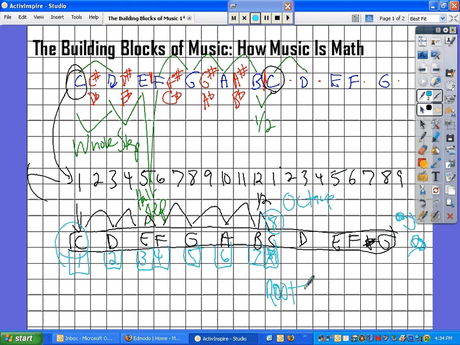Basically then, you see a pattern, and if we were to actually sing these notes, do, re, mi, fa, sol, la, ti, do, and there you go. That is exactly what the basis of most Western music is based upon, this pattern of a 1, a 2, a 3, 4, 5, 6, and 7. So that's the beginning of the building blocks of music, how music is math. This particular pattern is how most of the music in the world starts and ends.